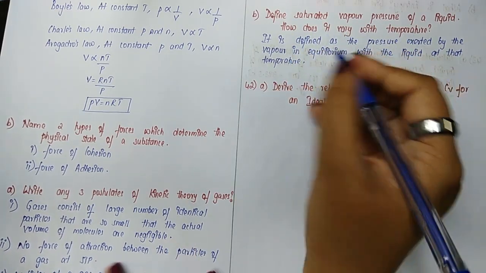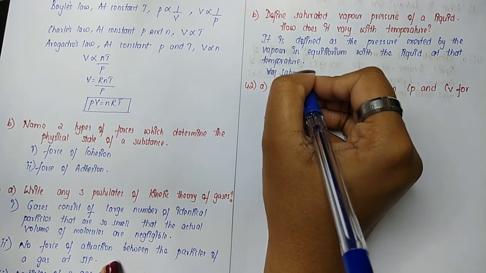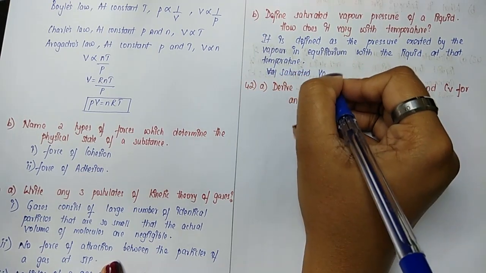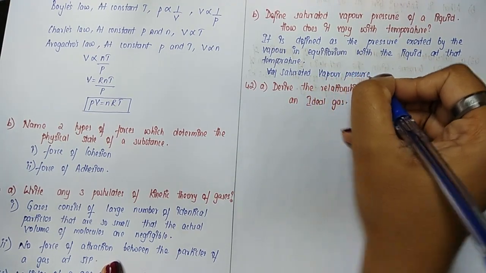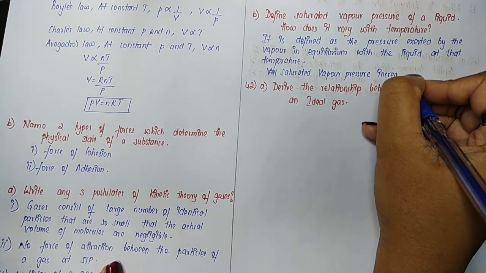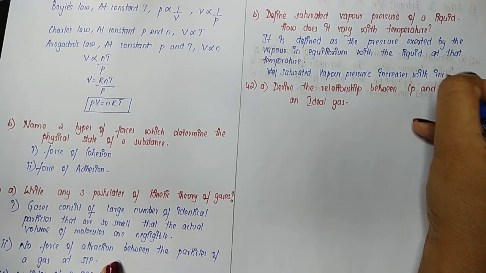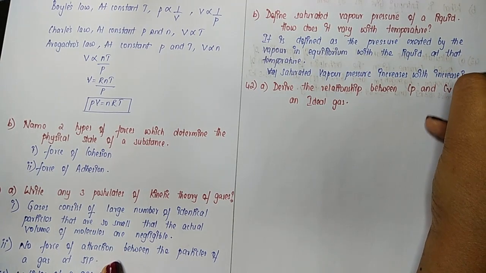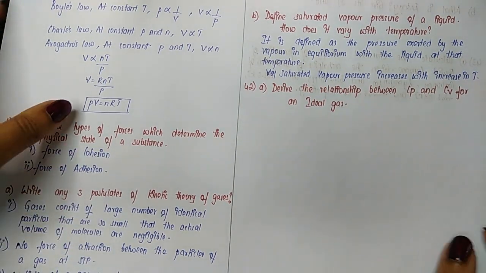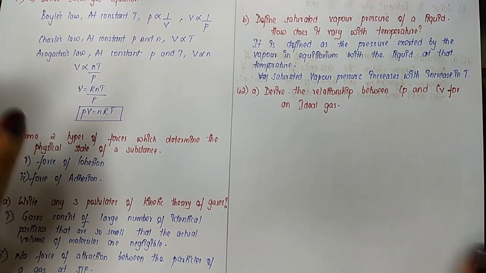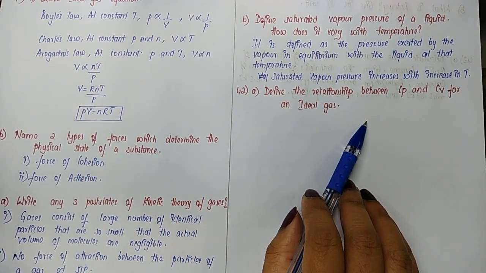Now how does it vary with temperature? Saturated vapor pressure increases with increase in temperature. So you just write this variation, you get 1 mark. Now the next one is the 42nd question, A part, derive the relationship between Cp and Cv for an ideal gas.